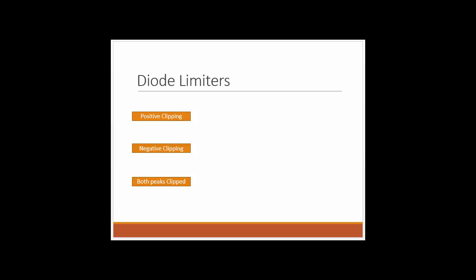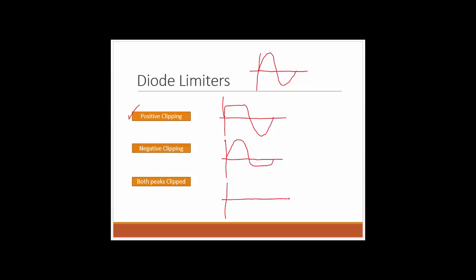For example, if I consider an input signal, a normal sine wave, if I look at the positive clipping, I can clip the positive side of the signal. Again, you can clip any voltage you want. So in this case, let's say for example, I can clip the positive wave, but I can allow the negative cycle. And in the negative clipping, I can keep the positive half cycle, but I can clip the negative half cycle. And in this case, you can clip both sides of the signal.